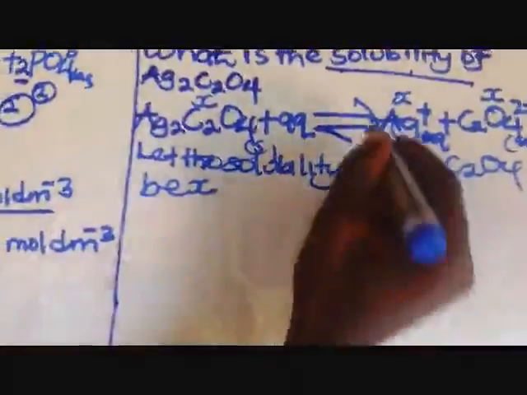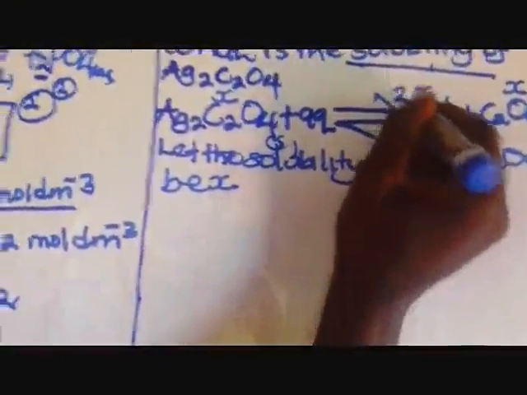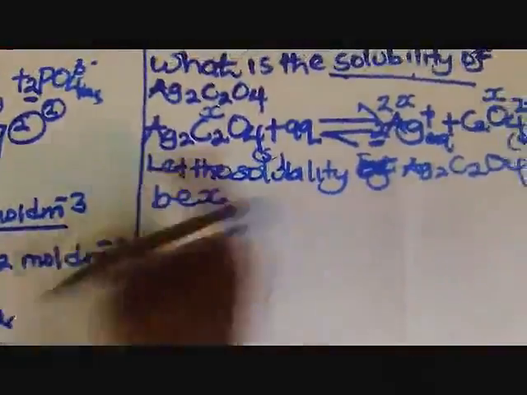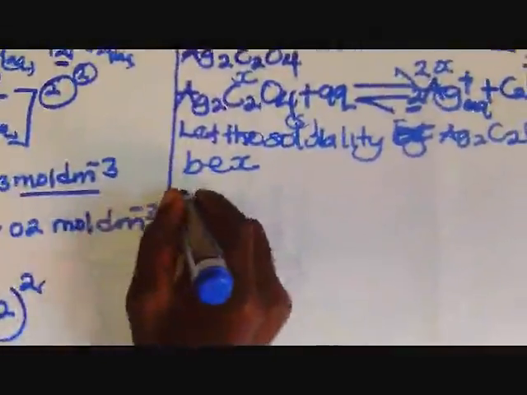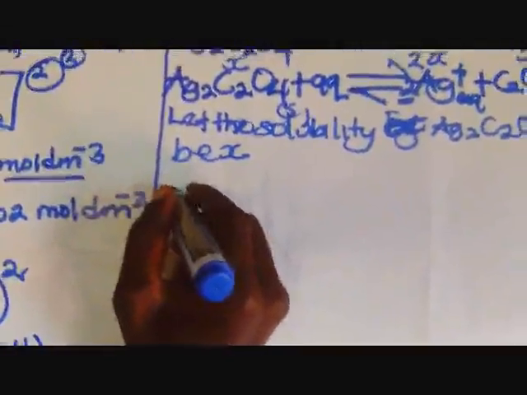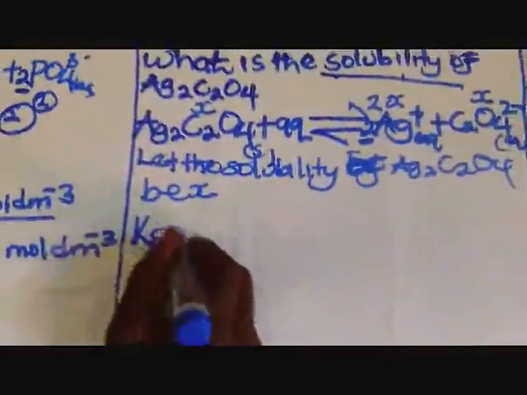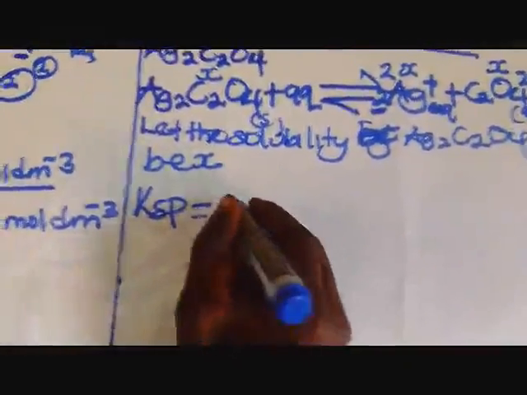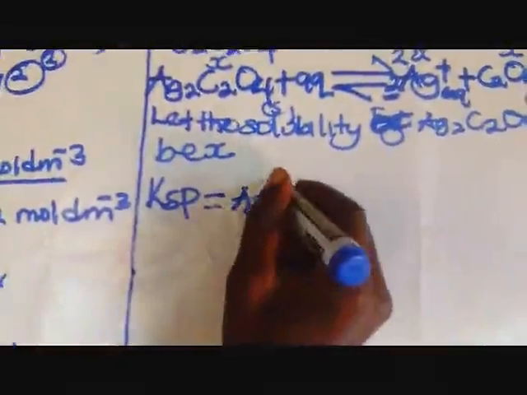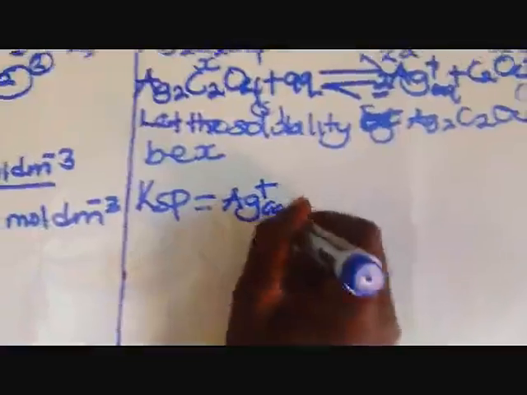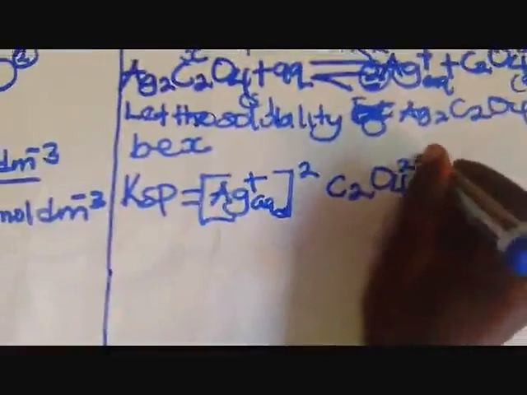So if solubility of silver oxalate is x, it means now here we have x ions, and even here we have x ions, but remember here we have 2, therefore here we have 2x. In simple terms, that is in line with the ratio. However, we can come and say now, remember our Ksp expression is like that, is equivalent to the concentration of silver ions, raised to appropriate power of 2, then the concentration of oxalate ions, like that.